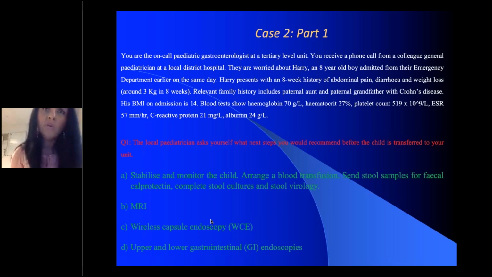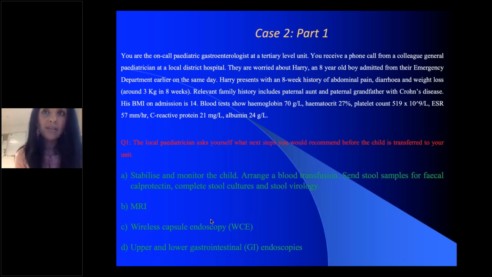We would want to arrange a blood transfusion for this child because anything under the target of 8, we tend to transfuse up. Otherwise, they can decompensate. We would always send stool samples for fecal calprotectin, and that's for disease monitoring as well as diagnosis.